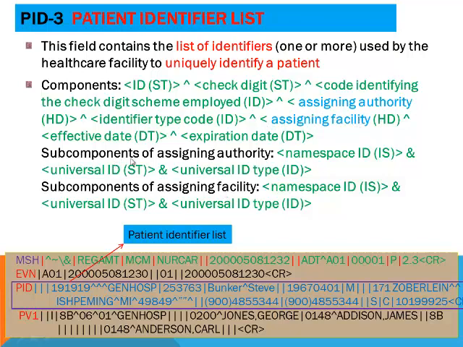About these two, they have their own subcomponents. For example, the subcomponents of the assigning authority are namespace ID, then universal ID, then universal ID type, and so on. It is the same for the assigning facility. So this just shows the patient identifier list. Let's talk about these components step by step.